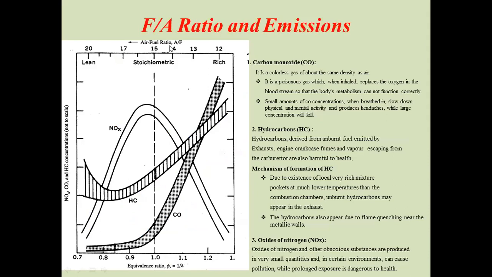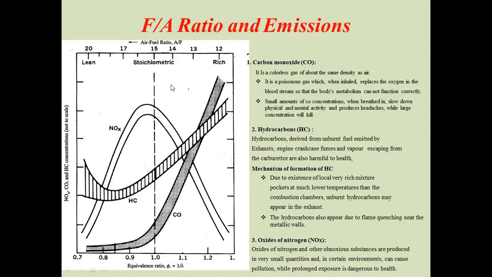In the next slide, we discuss the fuel-air ratio and the emissions. Generally, these are the major emissions from the internal combustion engine: carbon monoxide, hydrocarbons, and oxides of nitrogen. Carbon monoxide is a colorless gas with about the same density as air. It is a poisonous gas which, when inhaled, replaces the oxygen in the bloodstream, so that the body metabolism cannot function correctly. A small concentration of CO, when breathed in, slows physical and mental activity and produces headaches, while a large concentration can kill. Generally, unburned hydrocarbons and carbon monoxide are poisonous gases.